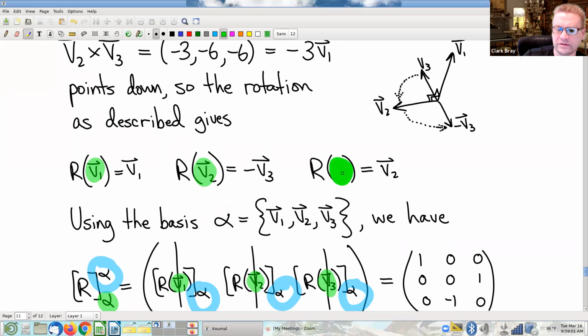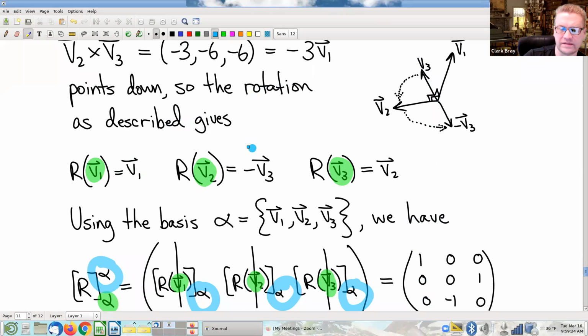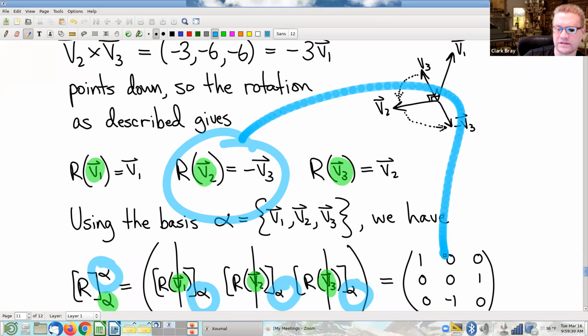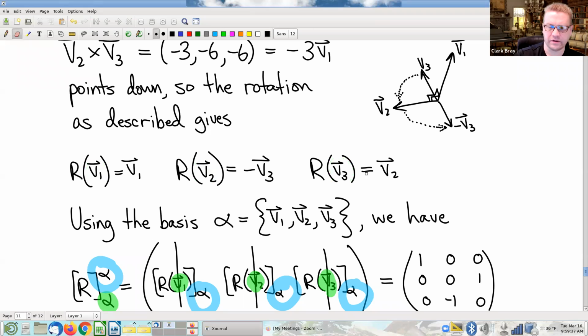Of course, these equations up here are exactly that, right? Here's me putting the V1, V2, V3 into the rotation transformation, and then what comes out are these coefficients here. This is 1 V1 plus 0 V2 plus 0 V3, so thus 1, 0, 0. And then likewise, this is 0 V1 plus 0 V2 plus negative 1 V3, etc.